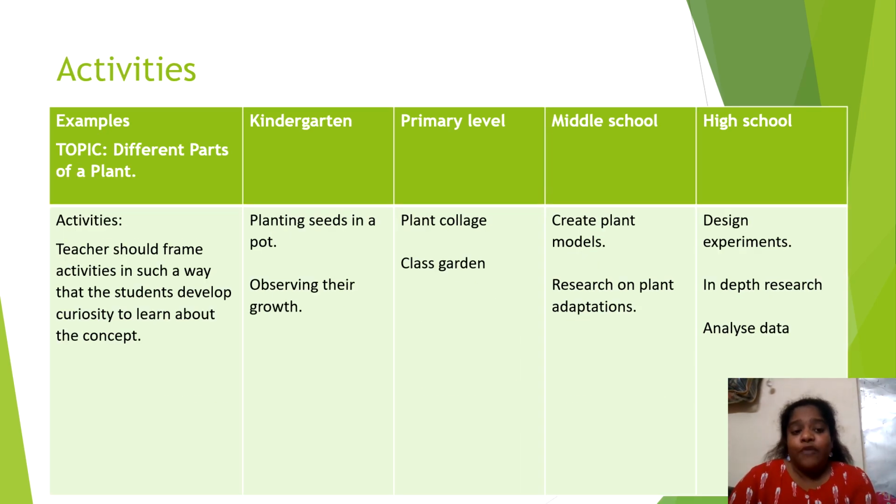Activities. So, what type of activities should be framed? Teachers should frame activities in such a way that the students develop curiosity to learn about the topic rather than getting overwhelmed. So, for the same topic, different parts of a plant, kindergarten will have activities such as planting seeds. Primary level can do setting up a class garden or a plant collage by collecting leaves from the outdoors. Middle school can create plant models and research plant adaptations. High school can go for in-depth analysis of data, and their research skills can be sharpened by designing experiments.